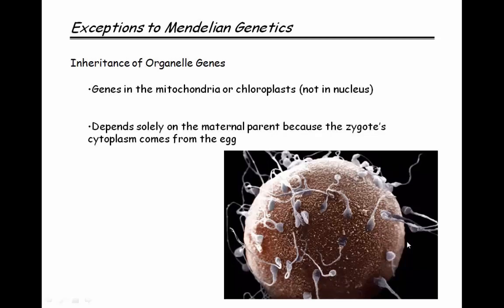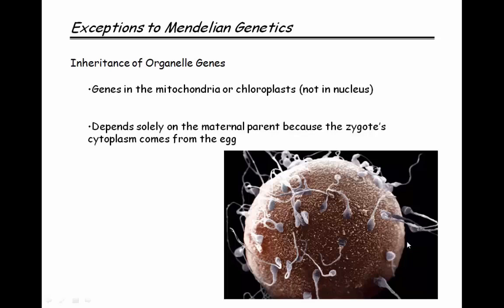So when the sperm comes in there, the sperm is really just bringing chromosomes to combine with the chromosomes from the egg. But once the sperm enters and brings the chromosomes, now we call this structure a zygote. And that zygote contains cytoplasm from the mother, which contains organelles from the mother. So 100% of our organelle genes come from our mother. We do not inherit any from our father.